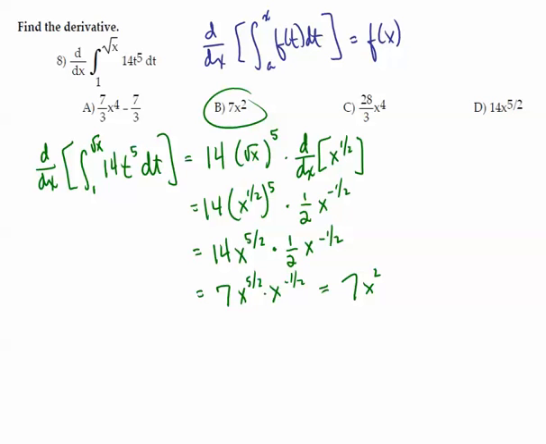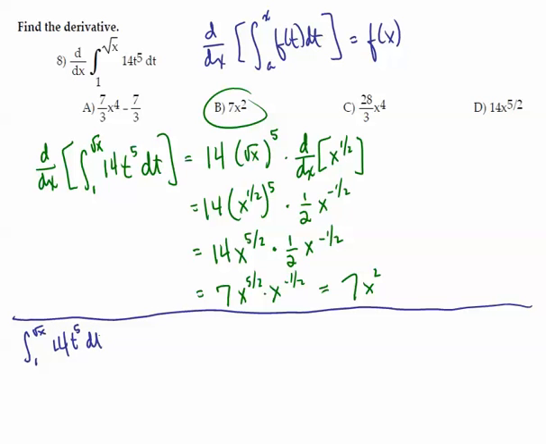Now I want to show this in a slightly different way, hopefully to illustrate. It's going to take a little bit more time, and you'll see why we come up with the same answer, so we might as well just use the shortcut. So first of all, this only works because 14t to the 5th is integrable. We can find the antiderivative of it, and that's going to be 14t to the 6th over 6. Well, let's just write it out first. 14t to the 5th dt.